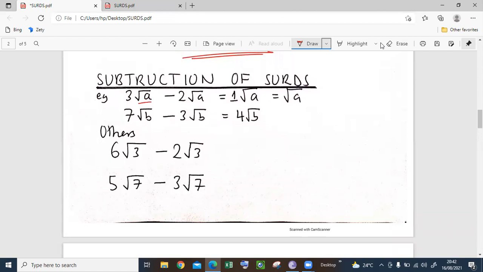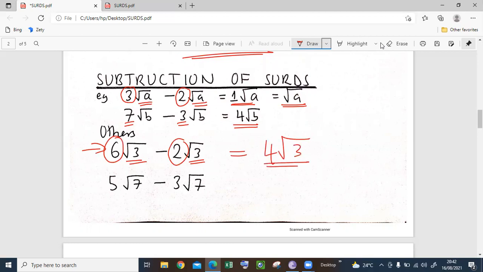Now let's see how we subtract surds. Here again, we subtract similar surds. So if I have 3 root a minus 2 root a, I'll end up with 1 root a. And we know 1 root a is the same as just writing root of a. The same to this one: 7 minus 3, I get a 4, and hence I have 4 root of 3. So if I come to these other questions, they have similar surds. That means I will have 6 minus 2, giving me 4 root of 3. And if you look to the next question, I have same surds. That means 5 minus 3 will give me 2 root of 7. This is how we subtract surds.